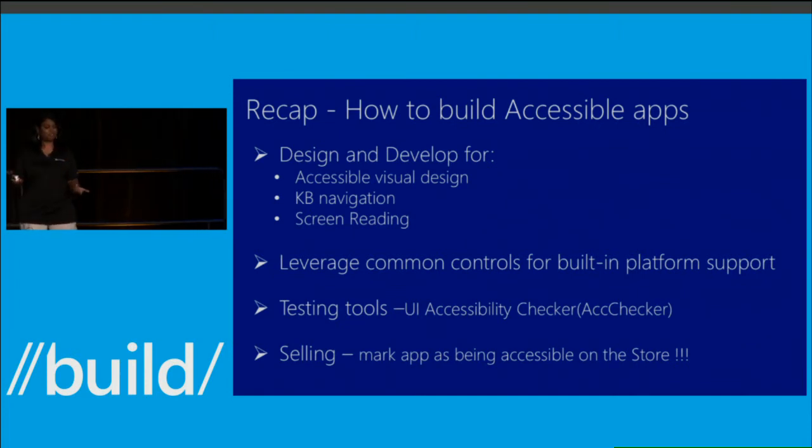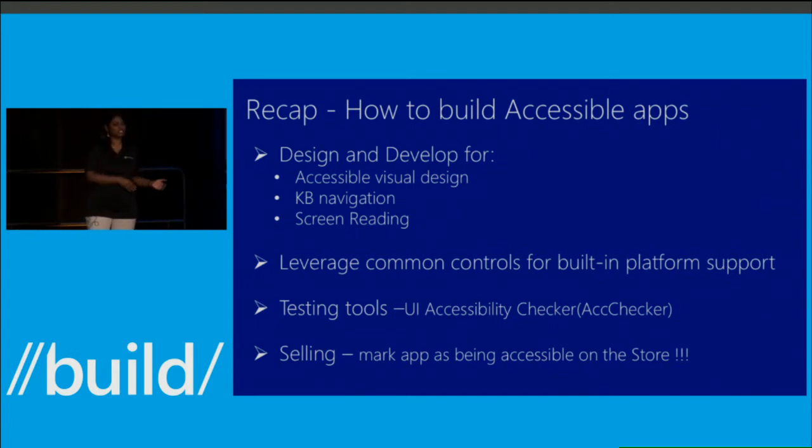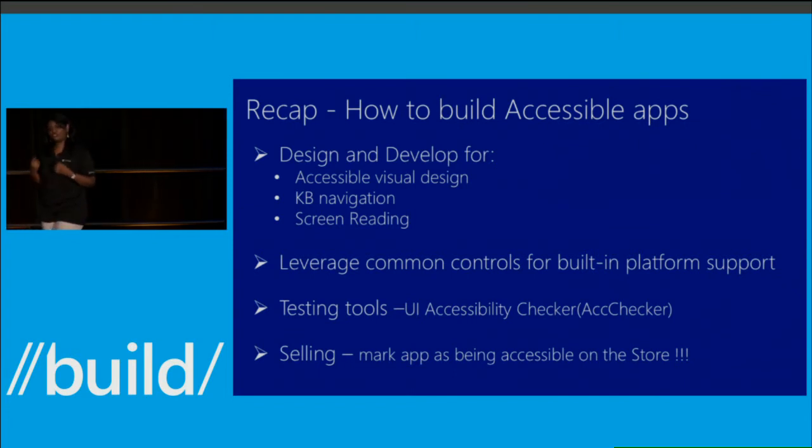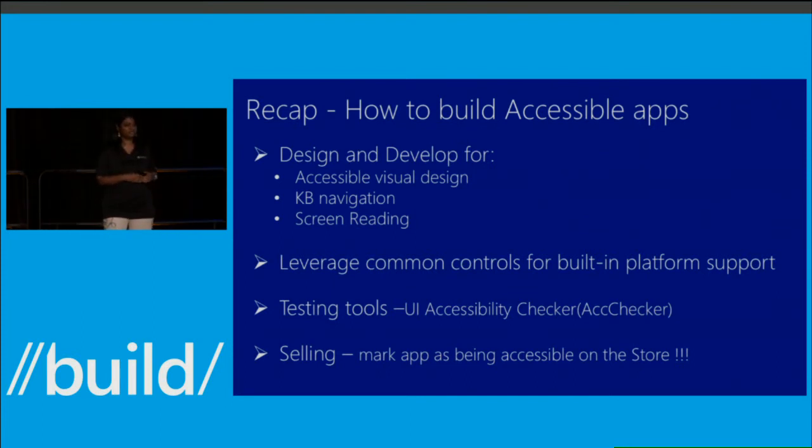And then we did screen reading. We made sure that all of the elements in our app have names that this assistive technology or screen reader can actually read out. And then we also set a live region for dynamic changes as well as transitions. We strongly recommend that you leverage the common controls because this reduces the level of effort on your end to make your app accessible. You get most of it for free.